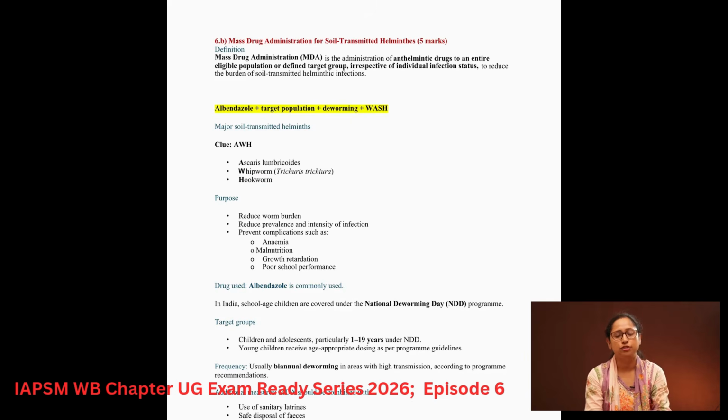Now, coming to the next short note, that is mass drug administration for soil transmitted helminths. Here also we start with the definition. Definition of MDA or mass drug administration: it is the administration of anti-helminthic drugs to an entire eligible population or defined target group irrespective of individual infection status to reduce the burden of soil transmitted helminthic infection. And here we need to remember three things. First is albendazole, second is target population, deworming and WASH, right.